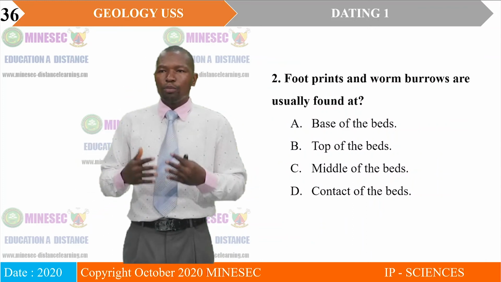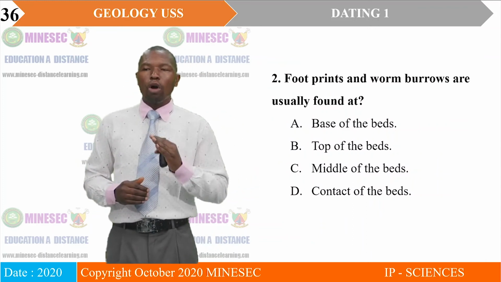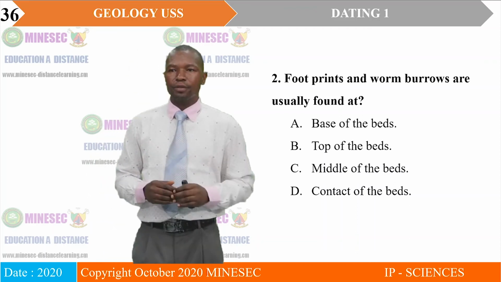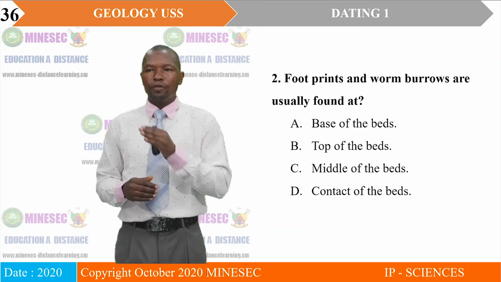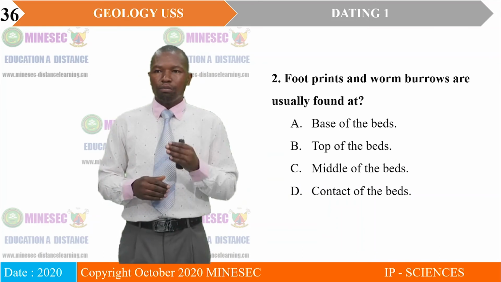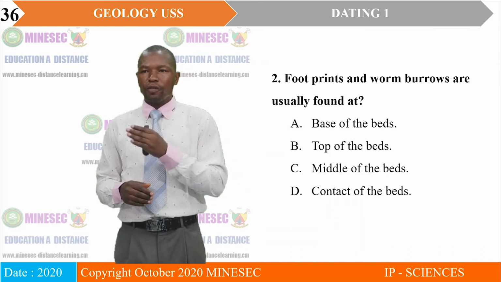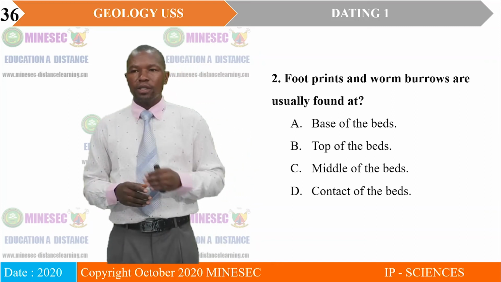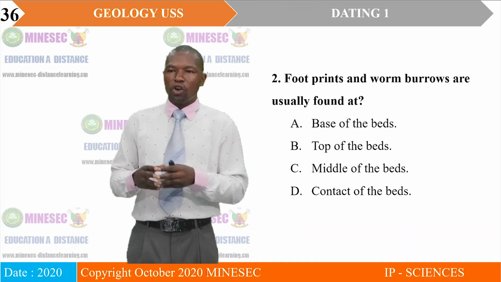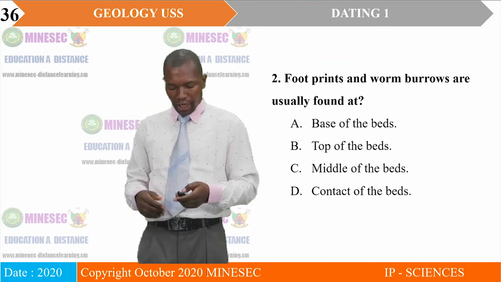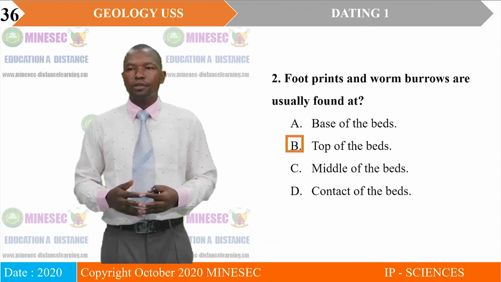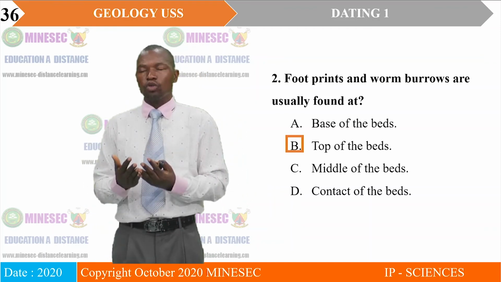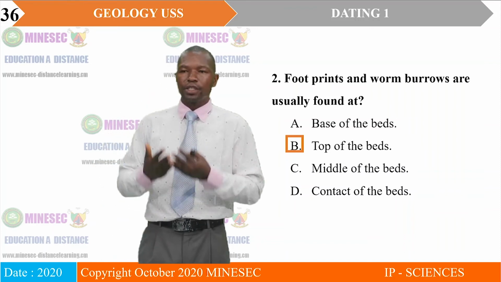Number two, footprints and worm burrows are usually found at A, base of the beds, B, top of the beds, C, middle of the beds, D, contact of the beds. The correct answer is B, they are found at the top of the beds to help us indicate the younging direction.